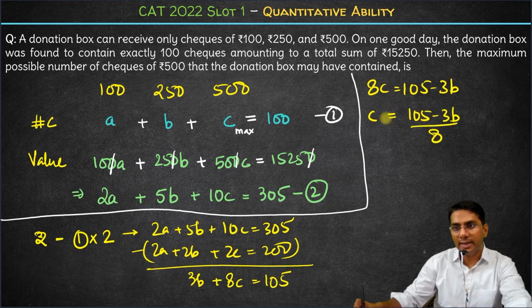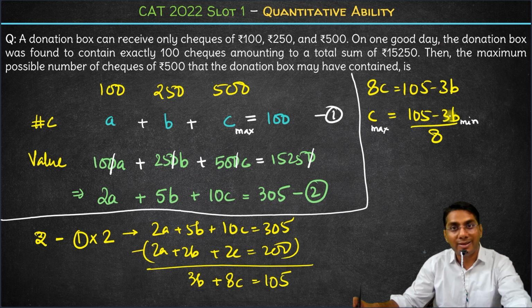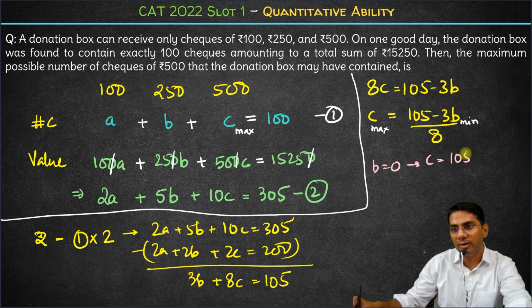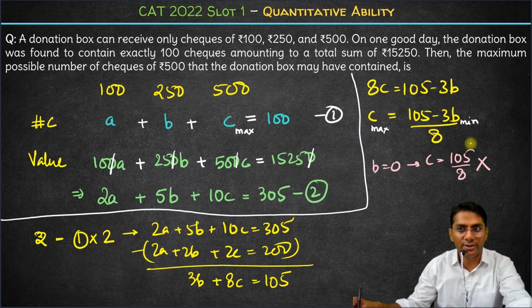Now to maximize C, we need to minimize B, right? Since 3B is getting subtracted, when 3B is least, C will be maximum. Hence, let's minimize B. Now B is the number of checks, so the least possible value of B will be 0. If we take B equal to 0, C comes out to be 105 minus 0 upon 8. That is not possible because C has to be an integer, right? So B equal to 0 is not possible.